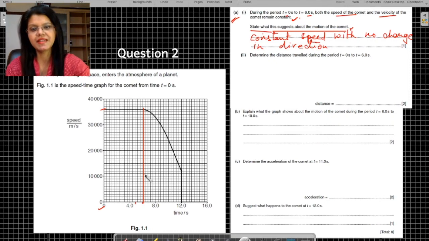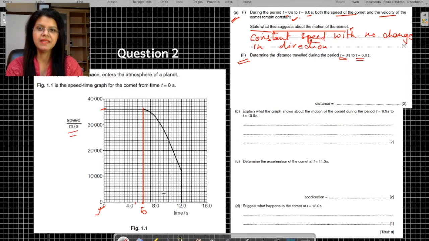Let us come to the second part of the question. Determine the distance traveled from the time t is equal to 0 to t is equal to 6. Alright, so you have to find the distance traveled. It is a speed time graph. So from the speed time graph, how do you find the distance? It is the area under the graph, right? So this is a rectangular figure here. So finding the area is also simple.